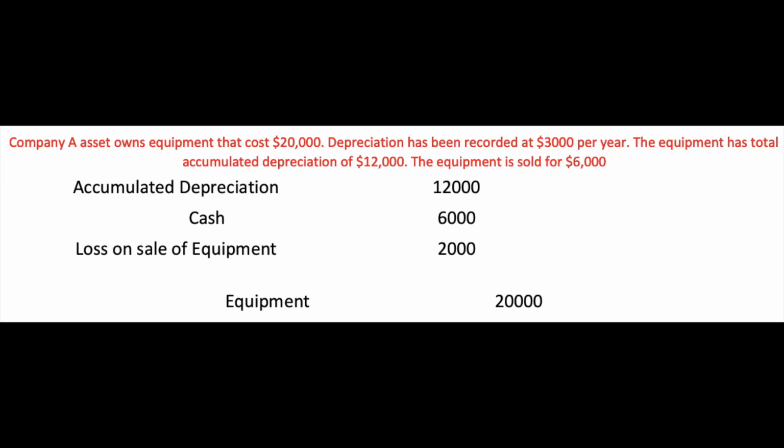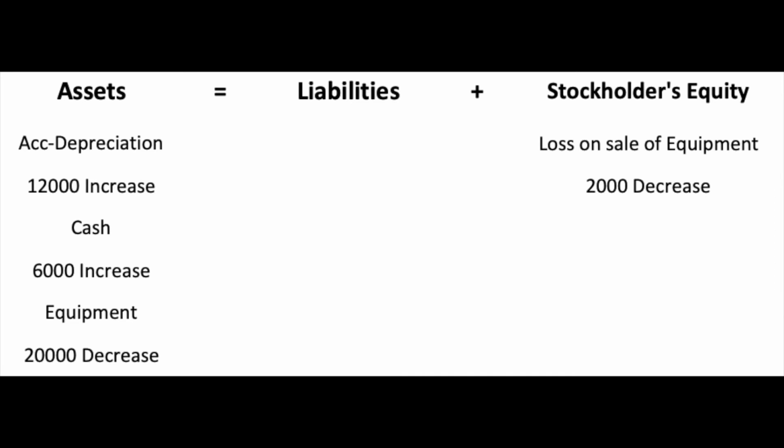6. Company A owns equipment that cost $20,000. Depreciation has been recorded at $3,000 per year. The equipment has total accumulated depreciation of $12,000. The equipment is sold for $6,000. The accountant would credit $20,000 to equipment and debit $12,000 to accumulated depreciation, $6,000 to cash and $2,000 to loss on sale of equipment. Assets decrease by $2,000, and stockholders' equity is decreased by the $2,000.